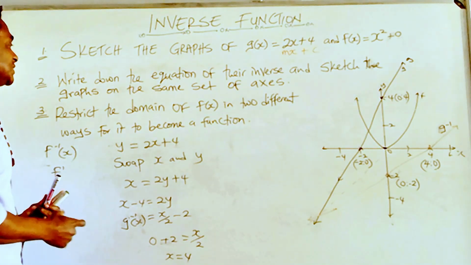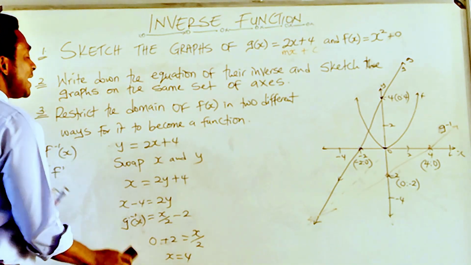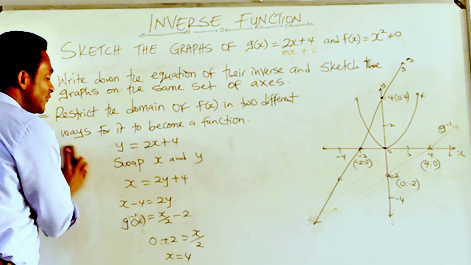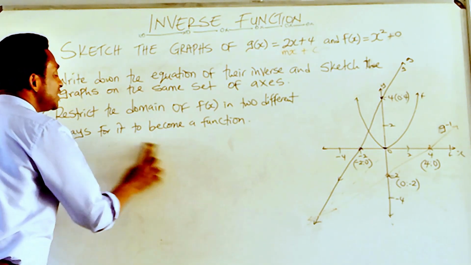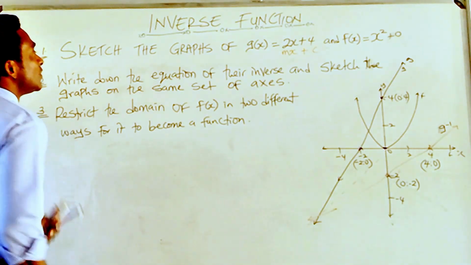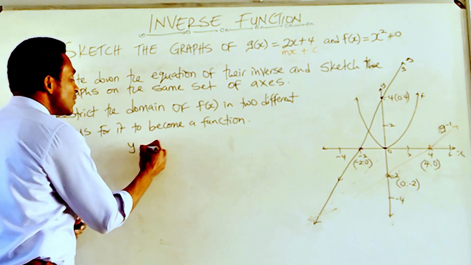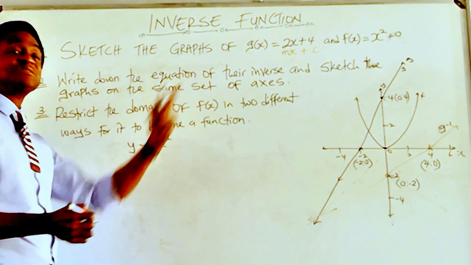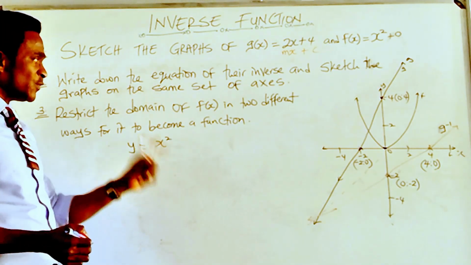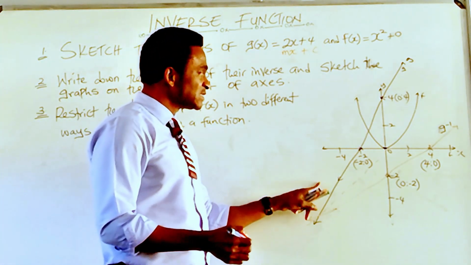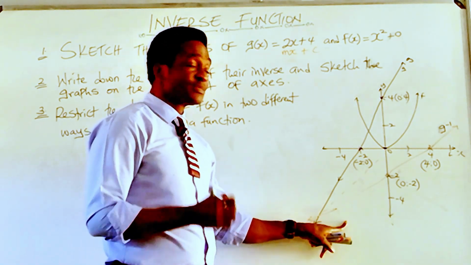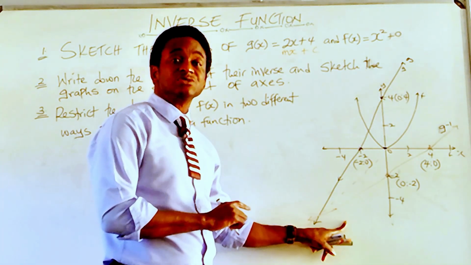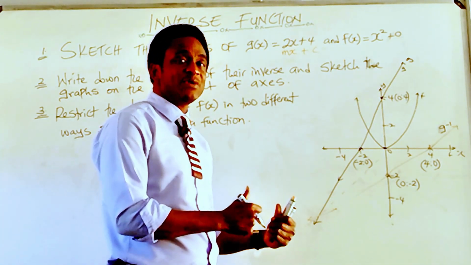Now let's look at sketching the inverse of f. What do we do? y equals x squared. If you check here, the inverse of g is also a one-to-one relationship, which is also a function, so we have no problem with that.